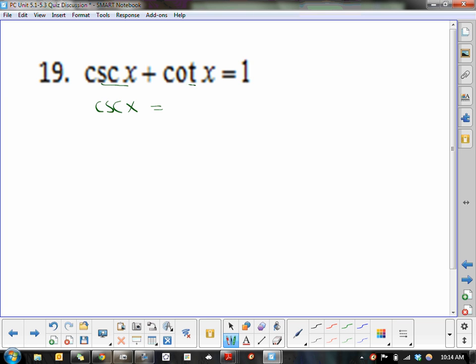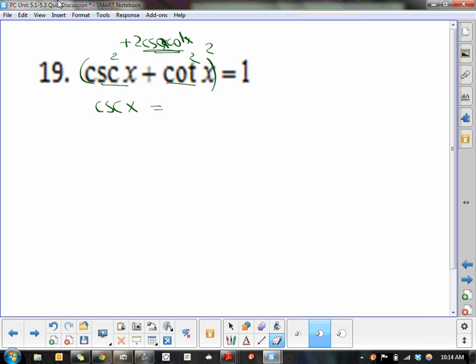I don't want both of these trig functions on the same side, because if I square them, I'll get a cosecant squared, I'll get a cotangent squared, but I'll have a plus 2 cosecant cotangent. And I don't want that middle term sitting in there. So that's kind of messy, but that's the reason I want to isolate the trig function. So I'm going to have 1 minus cotangent of x on the right. Now I'm going to square both sides.